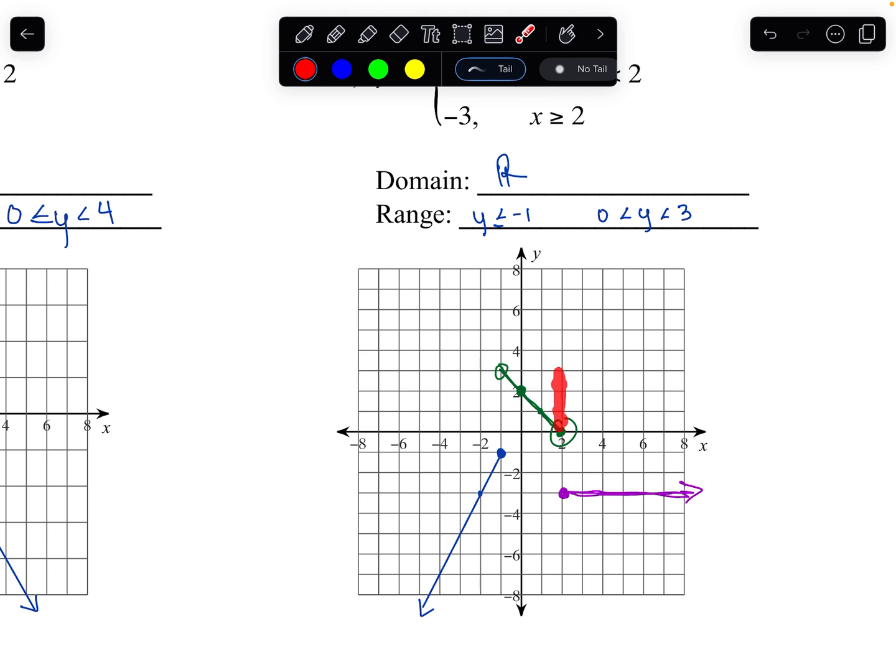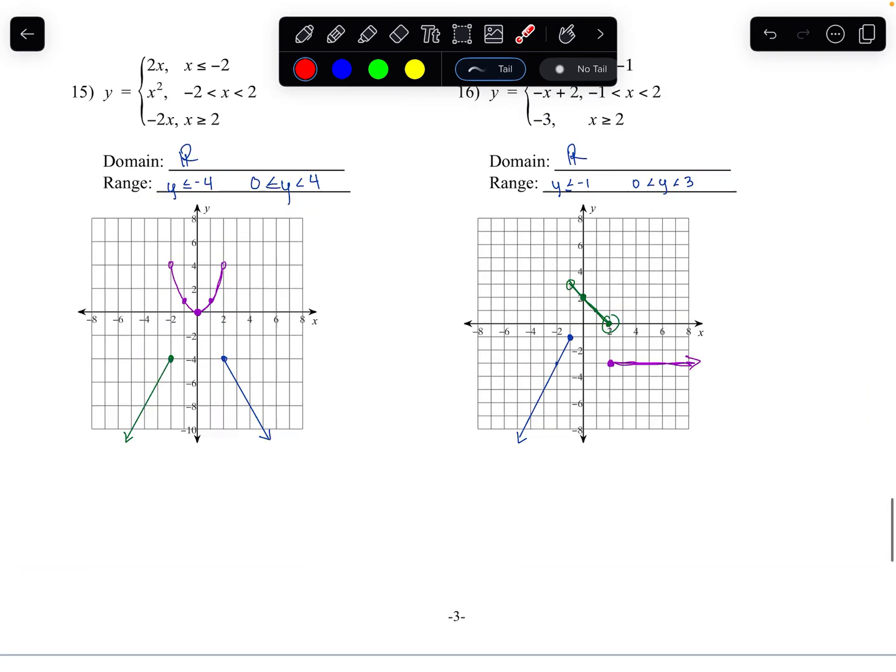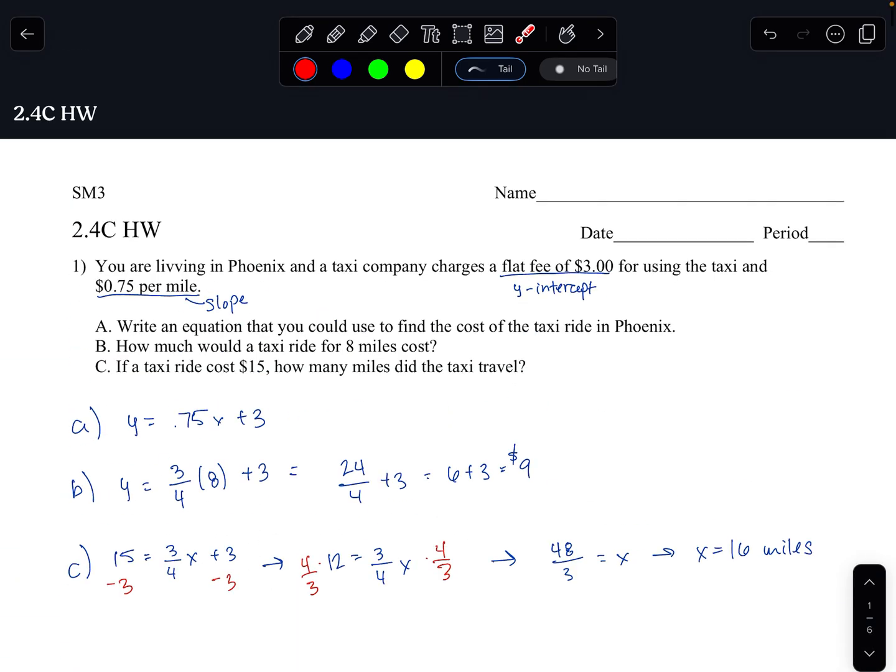That's for this part right here. So the y values of this part are from 0 to 3. Okay. And that's everything for this homework assignment.